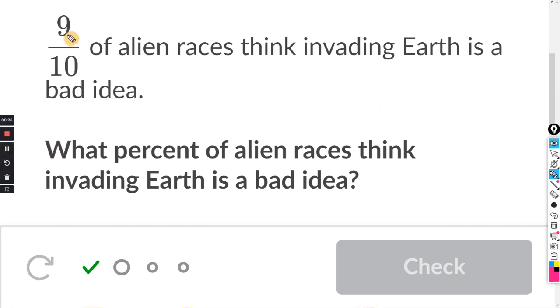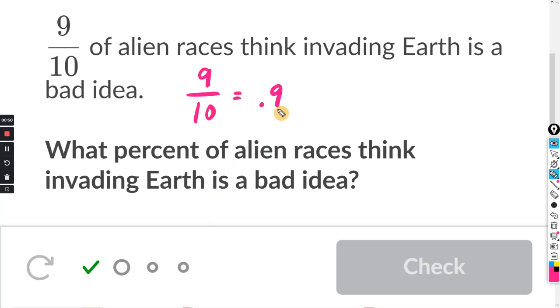It says 9/10 of alien races think invading Earth is a bad idea. What percentage of alien races think invading Earth is a bad idea? The first step is to convert this to a decimal. So if you do 9 divided by 10, you can use the calculator, but 9 divided by 10 is just 0.9.